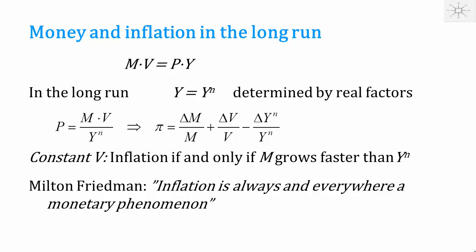Now, if you assume that velocity is constant, then this theory gives you a very clear answer to when we have inflation. We will have inflation if and only if the money supply grows faster than the natural level of production. And this kind of reasoning led Milton Friedman to make a very famous statement that inflation is always and everywhere a monetary phenomenon. When you have inflation, it has nothing to do with anything else but the growth rate of money. So is that true?